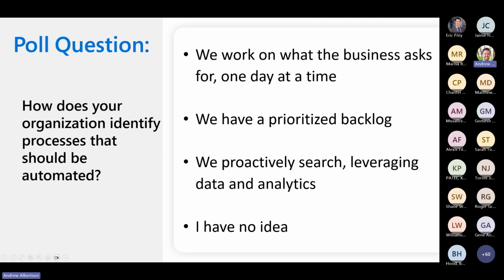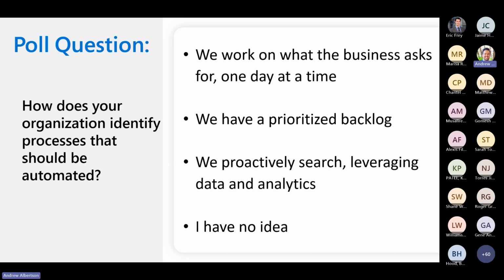One, we work as the business asks of us, right? We're handling stuff from day to day. We're creating automations from there. Two, we have a prioritized backlog. So maybe we're using DevOps or GitHub or Jira to create an IT backlog and work through that. Three, we proactively search and leverage data and analytics, right? So really what we want to get to today with process mining. And then the last one, I have no idea, right? I just build the stuff, somebody tells me what to do, and I jump in there, right? So I've been all of those different answers at some point in my career.